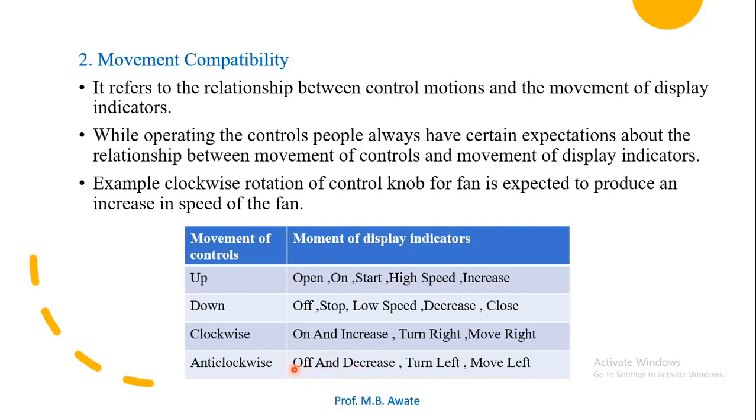So I think right now there are fans, with controls that we use in our residence. Assume that the fan is in the off condition, and I rotate the knob in the clockwise direction, it will get on, then it will move on to speed 1, 2, 3, 4 as I keep rotating in the clockwise direction. And suppose I rotate in the anti-clockwise direction, the speed will decrease from 4, 3, 2, 1 and it will get off, right? So this is how the relationship works between the movement of the controls and movement of the display indicators.